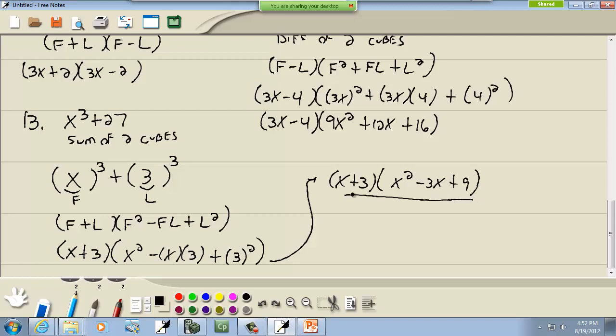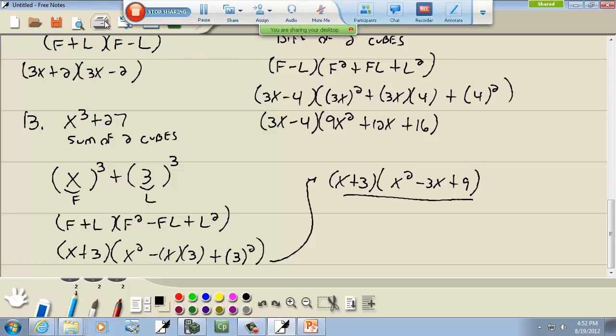And that's our answer. Now again, it looks like you can take this down further, but there'd have to be a 6x in the middle there for you to factor it further. Let me save that.